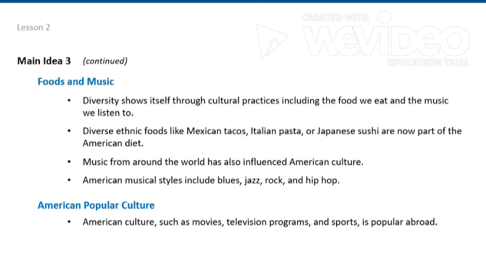So, a summary and preview of the history and culture of the United States is that the history of the United States has helped shape the diverse, democratic nation it is today.